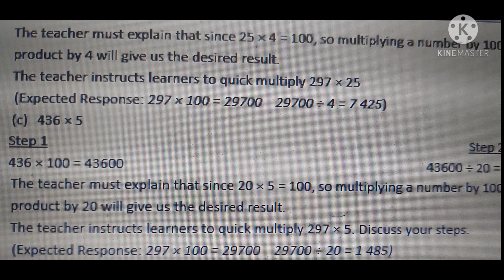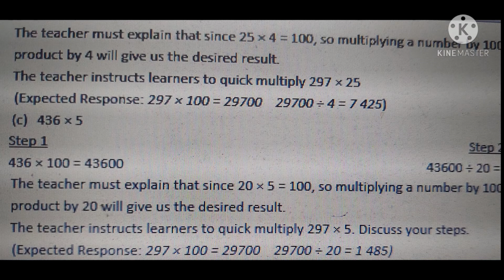The expected response should be 297 multiplied by 100 gives us 29,700, and then 29,700 divided by 4 gives us 7,425. Okay, the next sum which the teacher discusses with the students is 436 multiplied by 5. Now how do we do that? Step 1, first 436 multiplied by 100, we get 43600, that is 43,600, and then step 2, divide the result by 20.